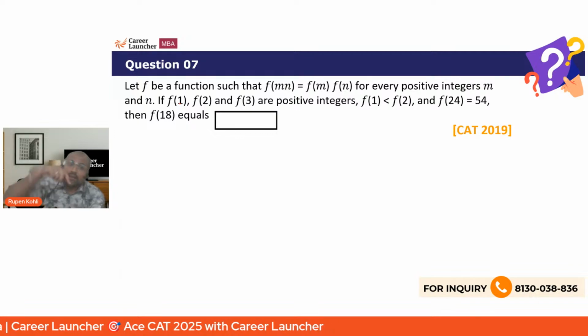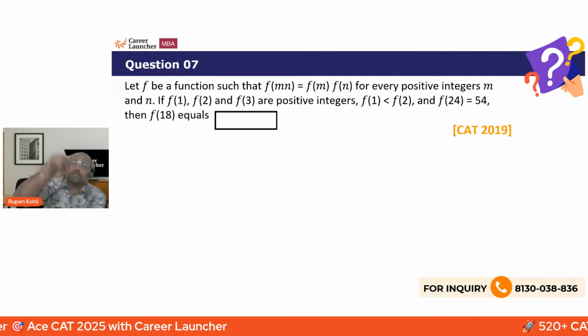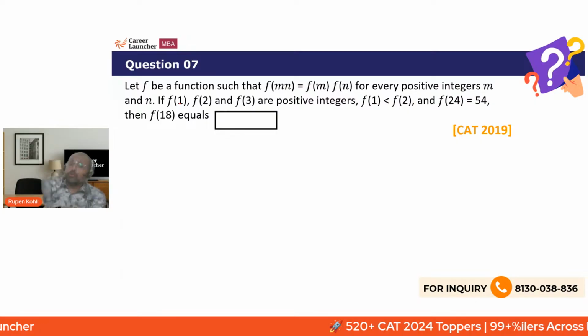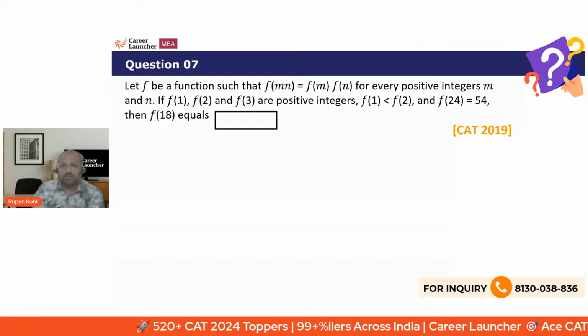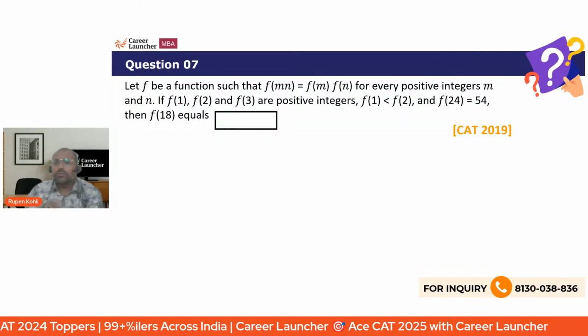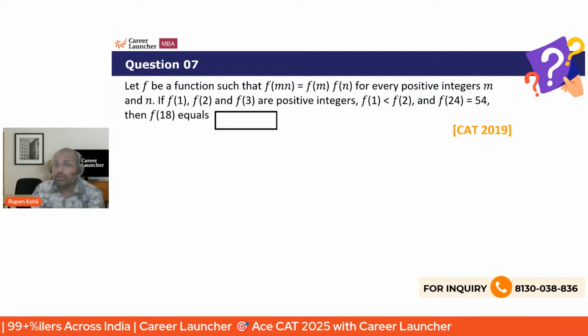And values of the function are also positive integers. So input should also be positive integer. Then the output values, which is f(1), f(2), f(3), are also positive integers. f(1) is less than f(2), f(24) is 54. 24, obviously we need to start breaking it down because we have to make use of this equation, right?